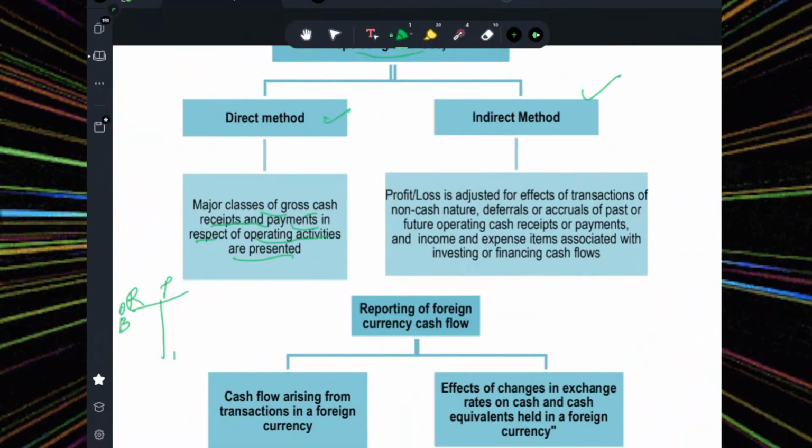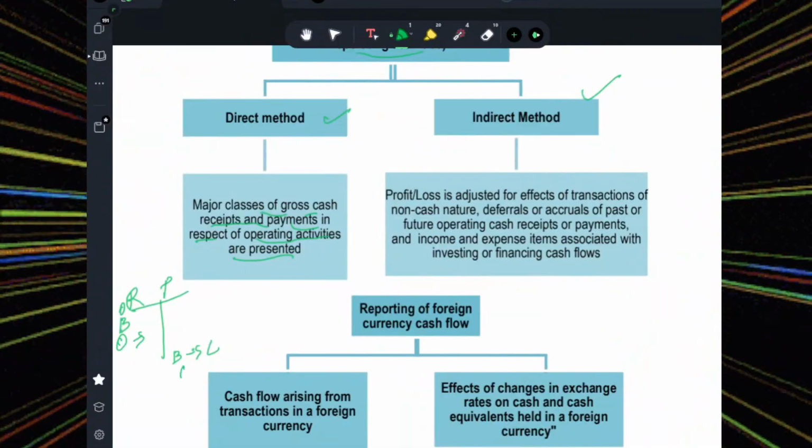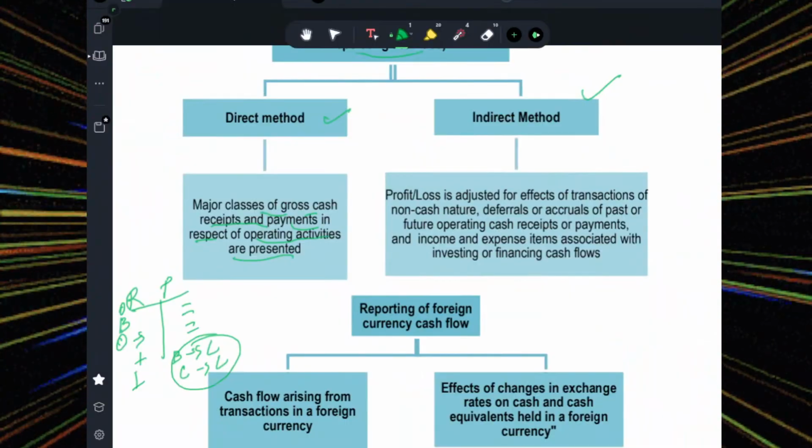Bank opening balance, bank closing balance, cash opening balance, cash closing balance. Add all the receipts and subtract the payments, and you will get the balance. That is the direct method. What is the indirect method?